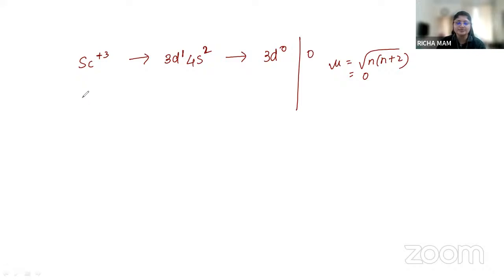Suppose now I take titanium plus 2. Can you calculate for titanium plus 2? Then find out for Mn plus 2, then nickel plus 2, cobalt plus 2. So tell me the values.